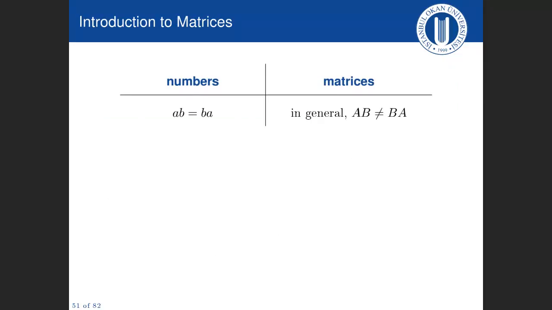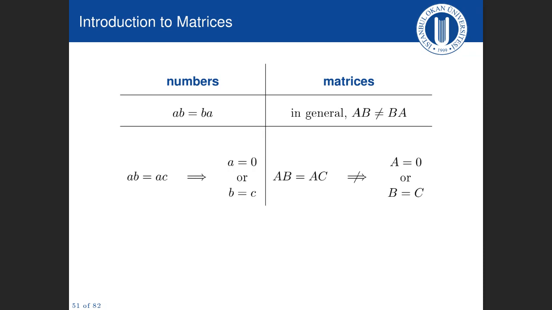Now this is different from numbers. In numbers, we know that AB is equal to BA. But for matrices, this is not true. In general, so usually, most of the time, AB is not the same as BA if capital A and capital B are matrices. There's 2 more rules which don't carry over from numbers.